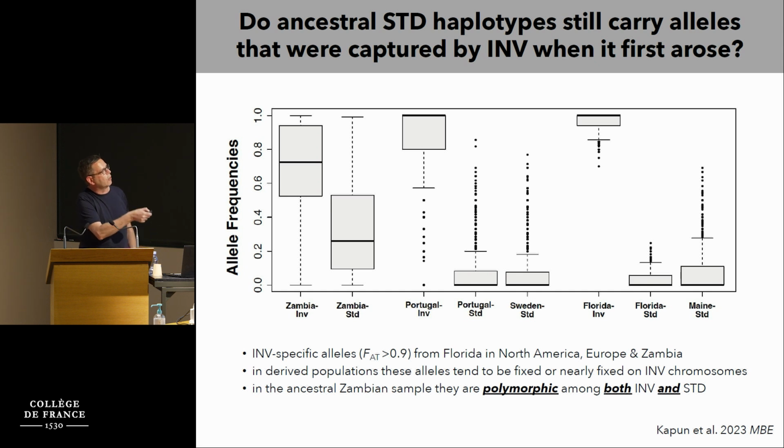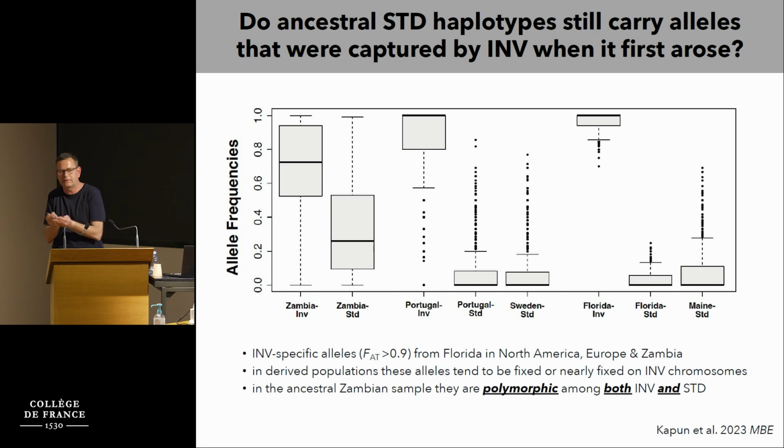So here are the Florida-specific alleles. Of course, they're going to be fixed on inverted chromosomes in Florida. That's how we have defined them. Standard chromosomes in North America are fixed for the alternative allele, so that all checks out. So let's look at their behavior in Europe. The same pattern is true. We see the American Florida inversion-specific alleles to be fixed among Portuguese inverted chromosomes, but to be absent, or to be fixed for the alternative alleles, for the standard chromosomes.